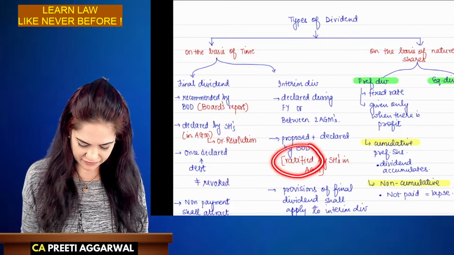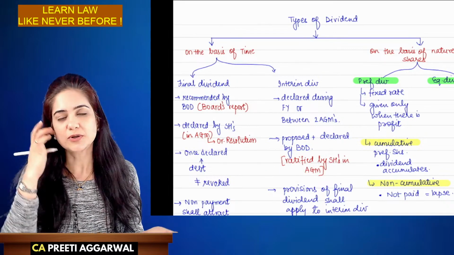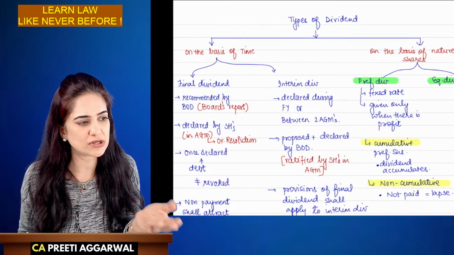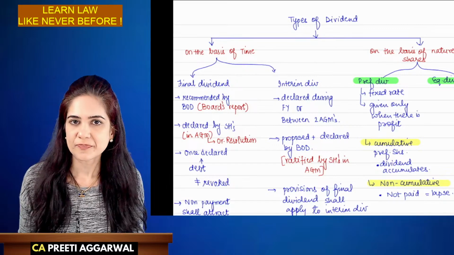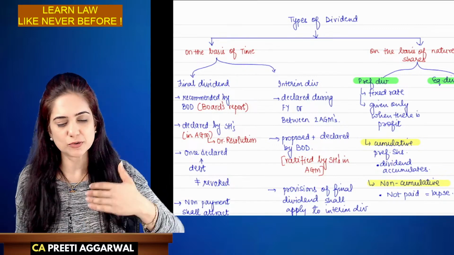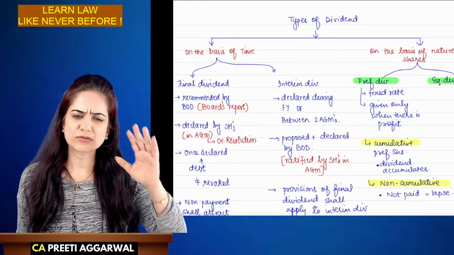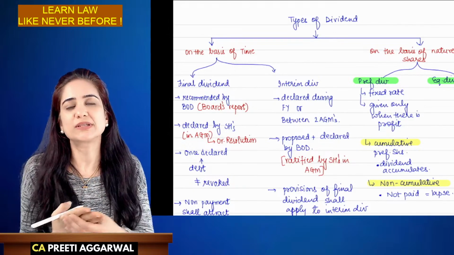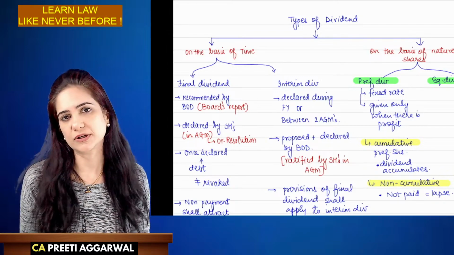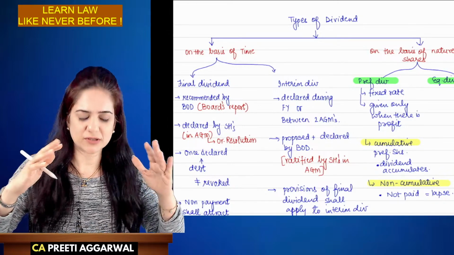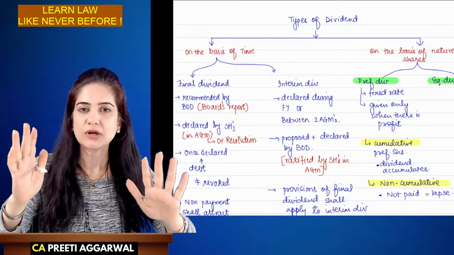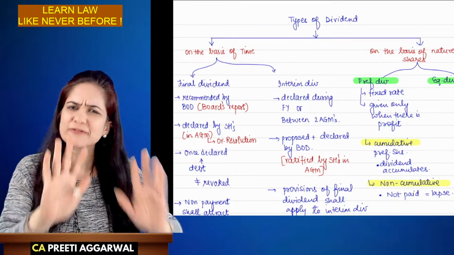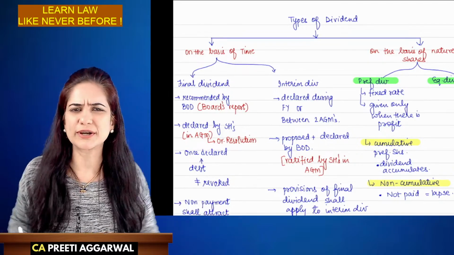Why is it ratified? Ultimately, you are using the money which belongs to the company to declare dividend. So shareholders will confirm it, because every decision has to be supported by the shareholders. So you will propose, you will declare also. Only thing is shareholders will confirm. Yeah, we are okay, we got dividend, we are very happy.